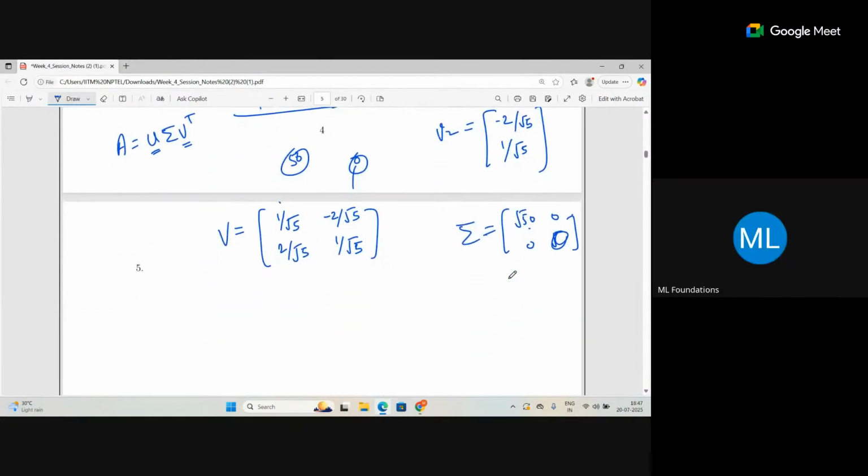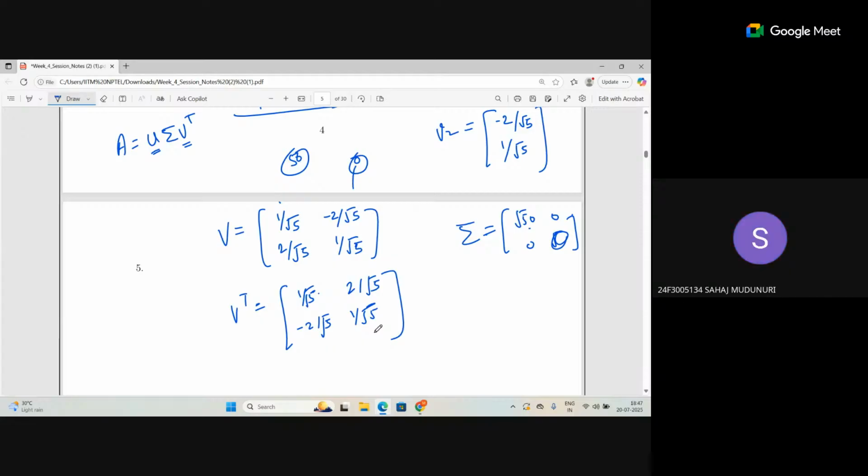And that is V. Yes, one minute, I'll just finish it. This V transpose will be what then? 1 by root 5, 2 by root 5, and minus 2 by root 5, and 1 by root 5. Tell me now.